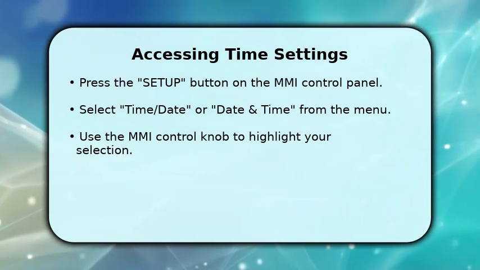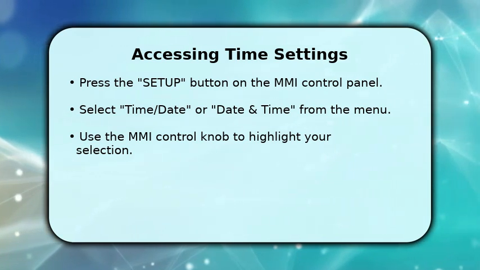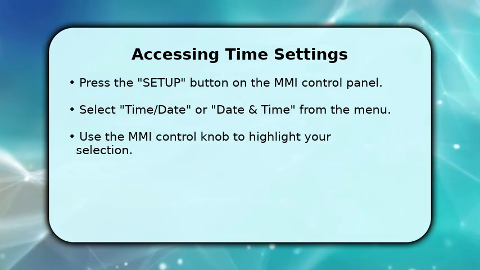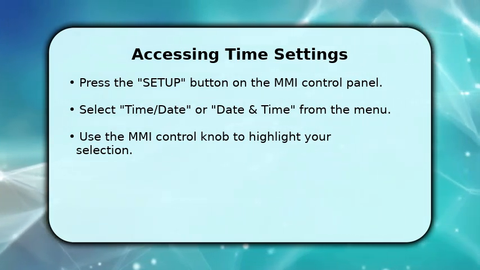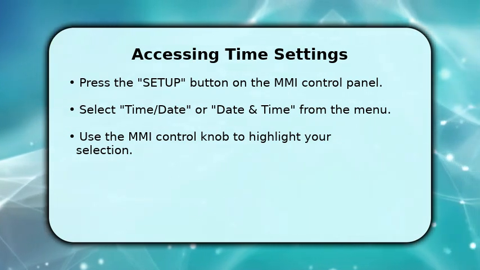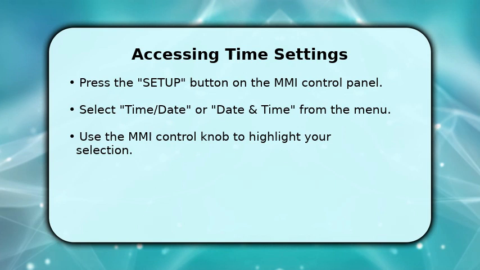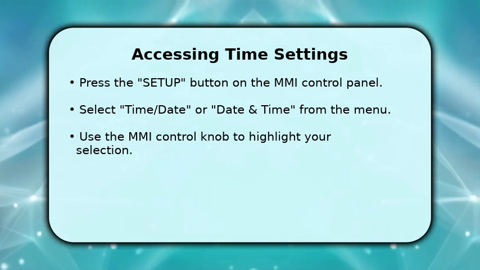Press the Setup button on your MMI control panel. This action will display the main setup menu on your screen. Then, using the MMI control knob, rotate it to highlight the time/date or date and time option. Once highlighted, press down on the control knob to confirm your selection and proceed to the next screen.